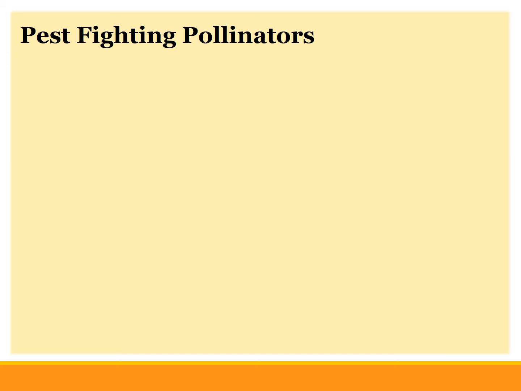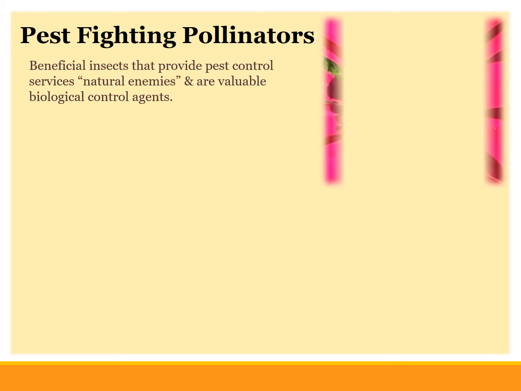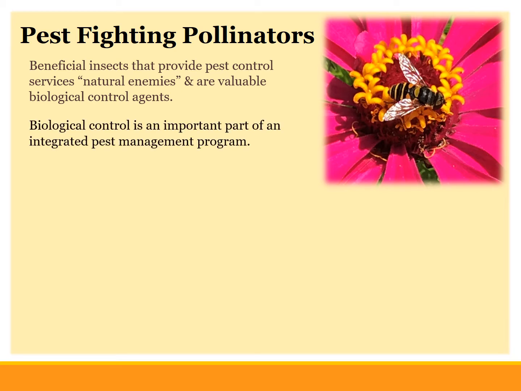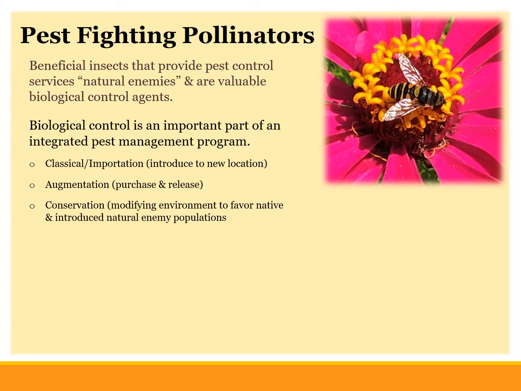Beneficial insects that provide pest management services are often called natural enemies and are valuable biological control agents. Biological control is an important part of an integrated pest management program. Biological control involves active human role in facilitating its use. There are three types: classical or importation, where natural enemies are introduced to new locations; augmentation, where you purchase and release natural enemies; and conservation, that relies on the modification of the environment to favor native and introduced natural enemy populations.